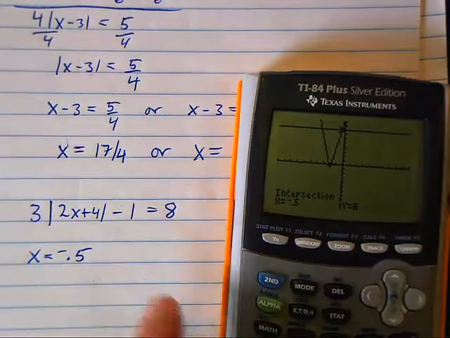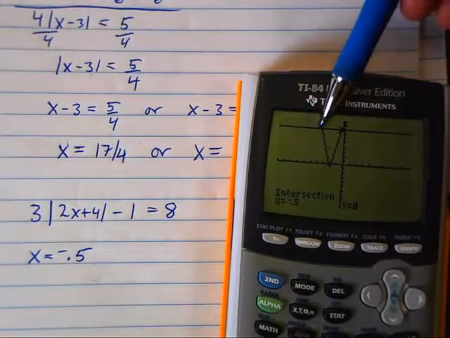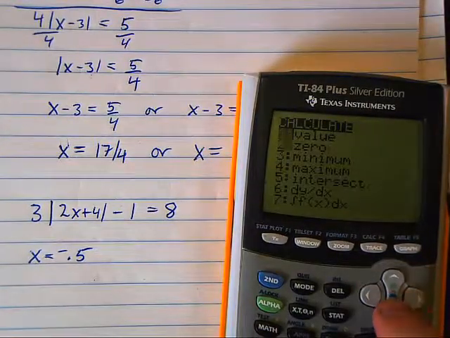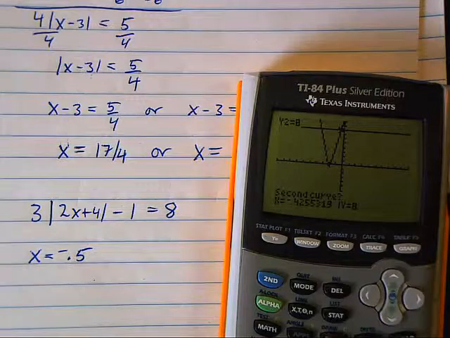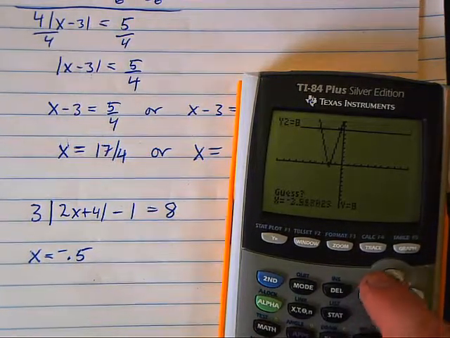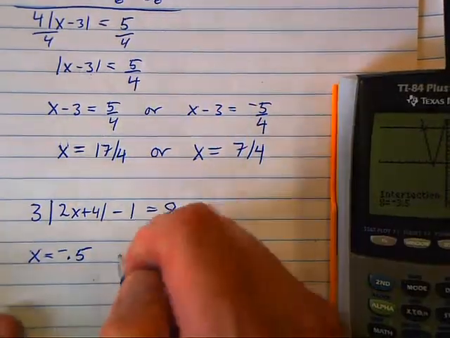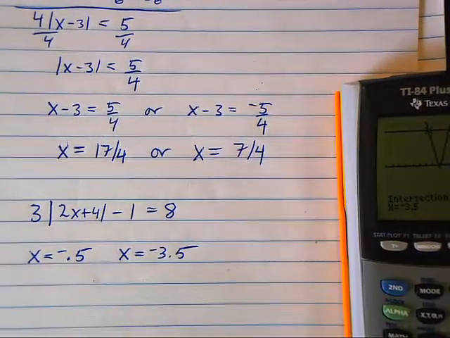And then I have to go through the same process, do it again, except now I need to make my guess be over here somewhere so it'll find that answer. So I go second calculate, down to intersect. Is that the first curve? Yes. Is that the second curve? Yes. A guess. So I'm going to come over here close to this one. X equals negative 3.5. There's my two answers.